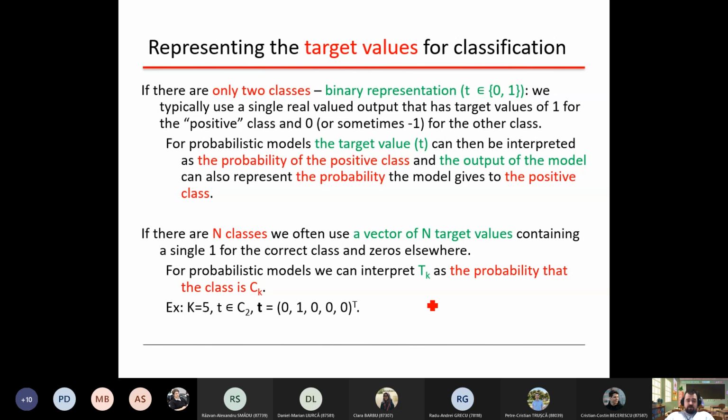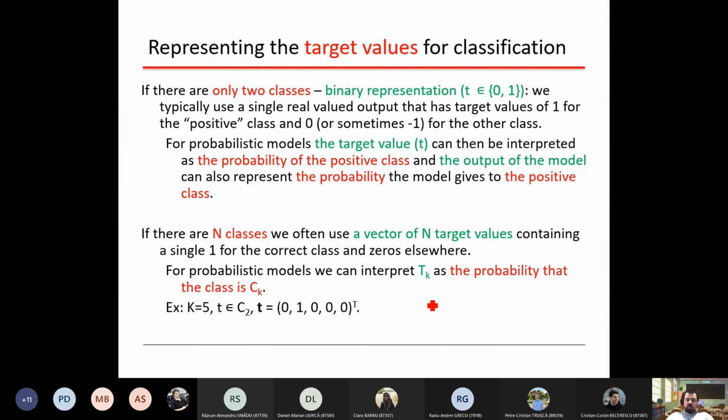Now, the target values for classification. If we have a binary classification, so only two classes, then we would like to have a binary representation. I mean, 0 or 1. And most of the time, we typically use a single real-valued output that has target values of 1 for the positive class and 0, or sometimes -1, for the other class.